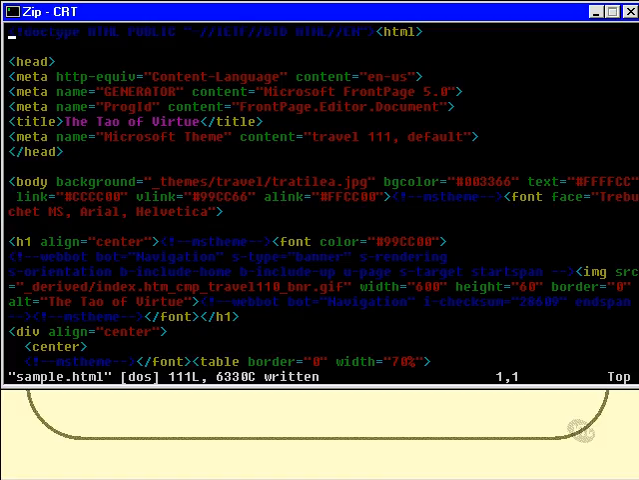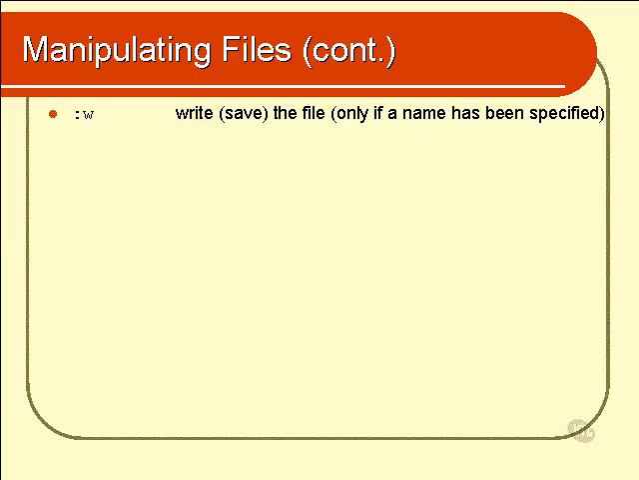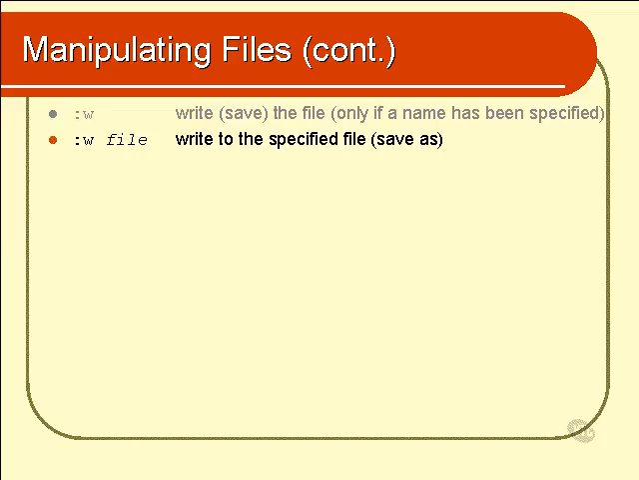So that's :W. Next we have :W, then space, and then the file name. Now that's, if you like, a save as. That's what you need to do in Vi if you did not specify a file name on the command line. And even if you did specify a file on the command line, you can use this particular option to save your changes to a different file, just like a save as.